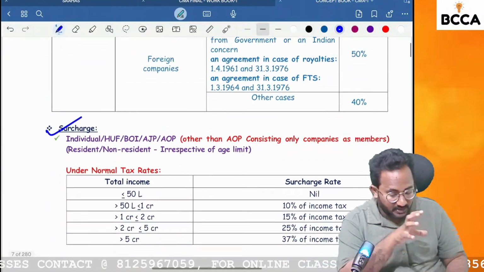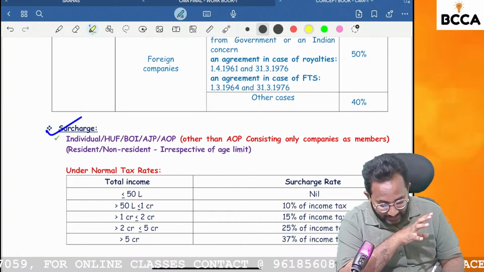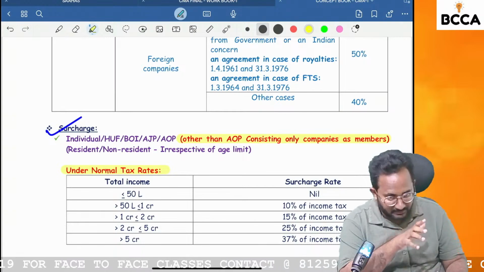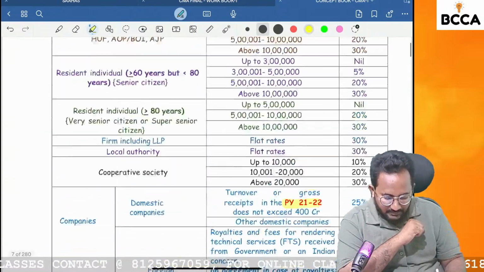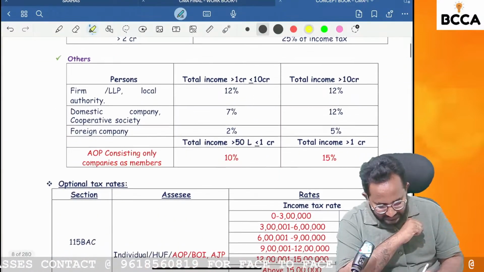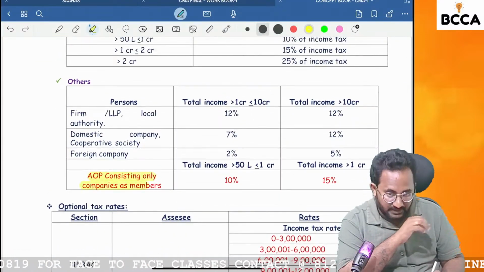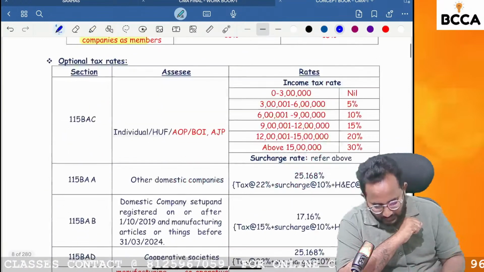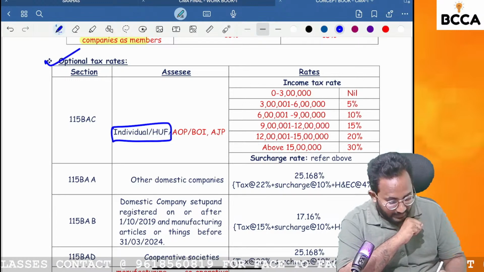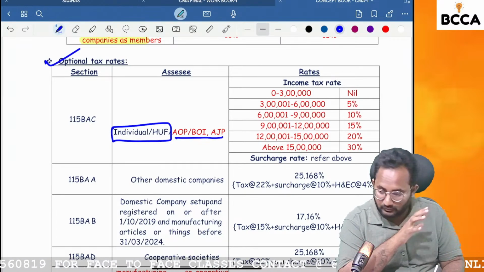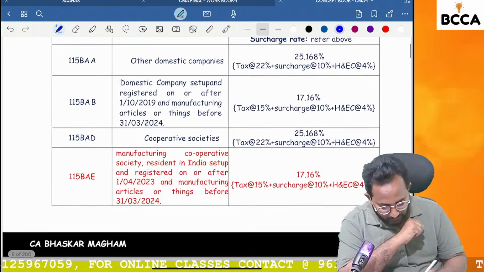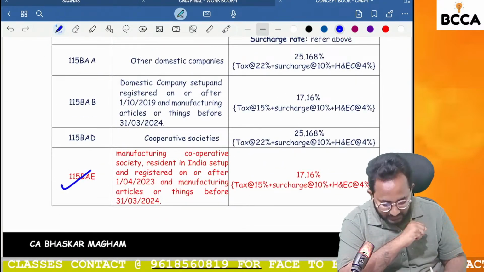Please remember, if anything is identified or highlighted in red color, remember it as an amendment. So this is also an amendment. Under surcharge rates, AOP consisting of companies as members is also newly added. Under the optional tax rate, previously it was for the individual and HUF only. Right now it is applicable for AOP, BOI, AJP also. And the optional tax rates are also changed, and a new optional tax rate, 115BAE, is introduced.